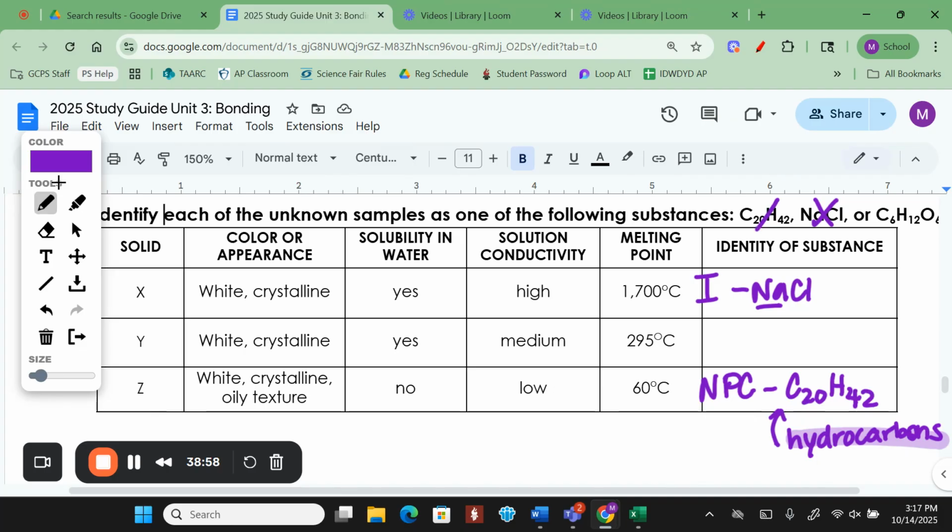In the middle, we have a polar covalent bond. Anytime you see a medium conductivity, a medium melting point, it's polar covalent. Polar covalent is made up of nonmetals only, and they're going to be different nonmetals. And of course, that's going to be something like C6H12O6.